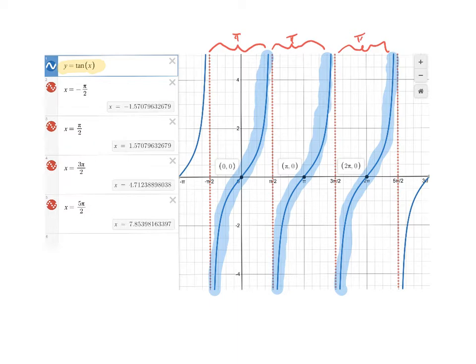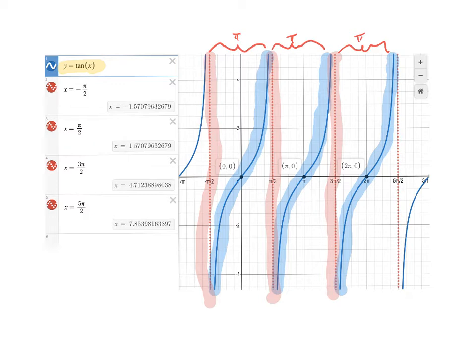I also want you to notice that this graph includes some interesting vertical asymptotes that occur at negative pi over 2 and pi over 2 and 3 pi over 2 and so on. And we're going to use those asymptotes to zero in on where the graph should be located.